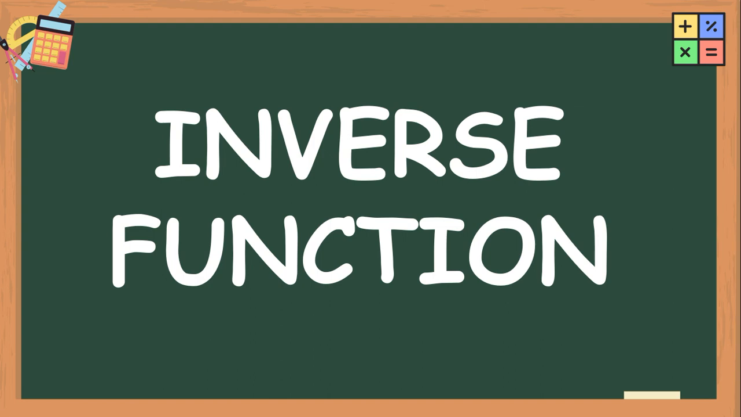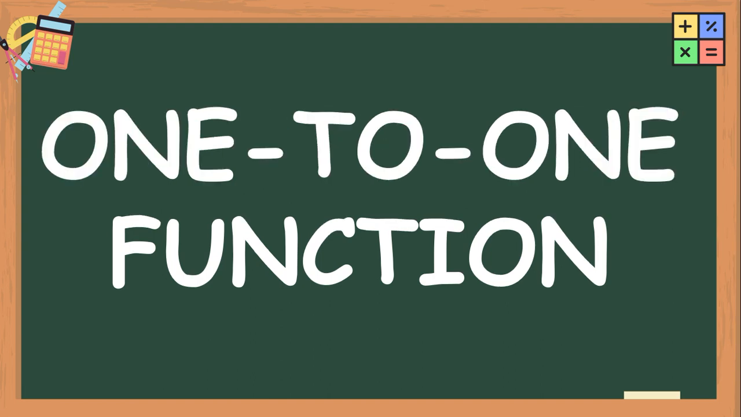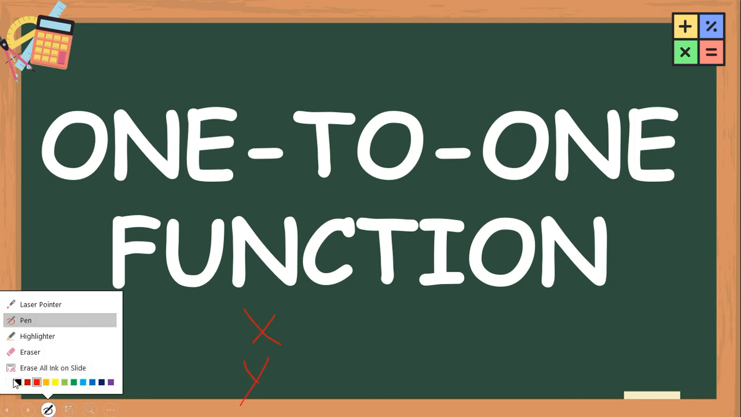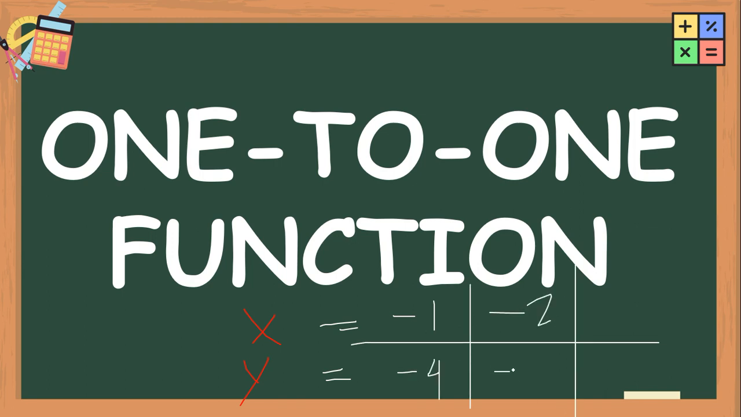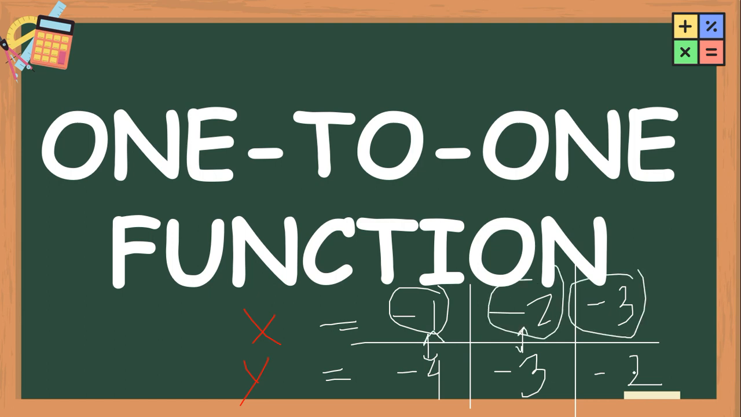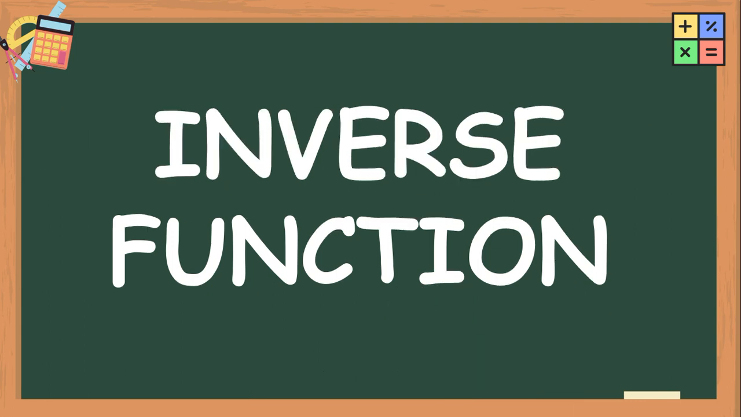So, first, what is a one-to-one function? Sabi ko sa inyo kanina, if you have x and y values, for example, negative 1 here and negative 4 here. Then negative 2 is paired with negative 3, and negative 3 with negative 2. As you can see, 1-to-1 sila. Negative 1, partner niya lang si negative 4. Negative 2, partner niya lang si negative 3. Negative 3, partner niya lang si negative 2. As simple as that, 1-to-1 function siya.